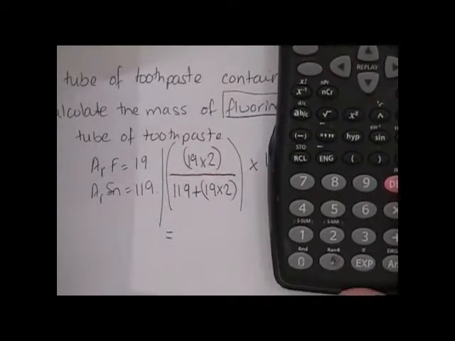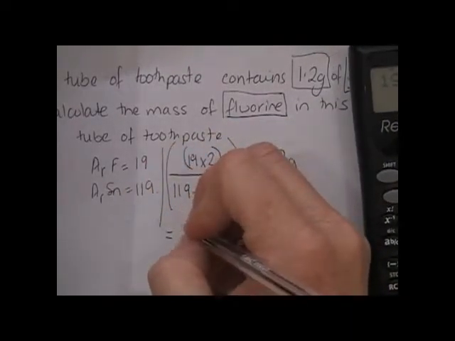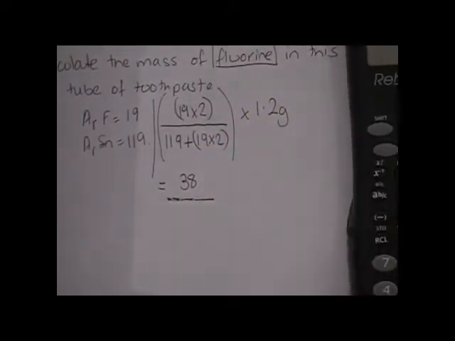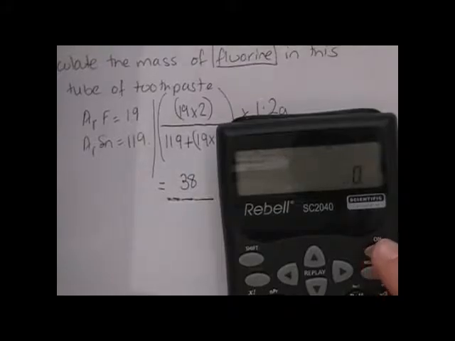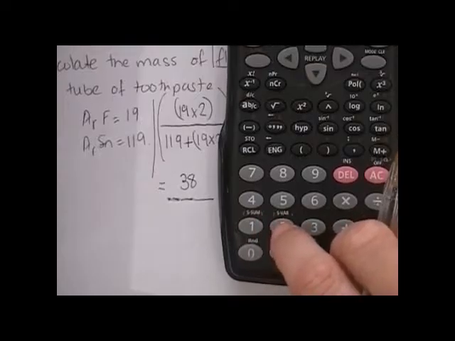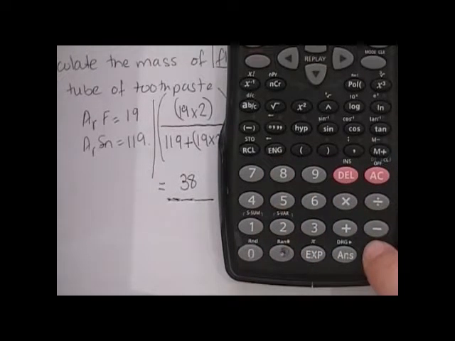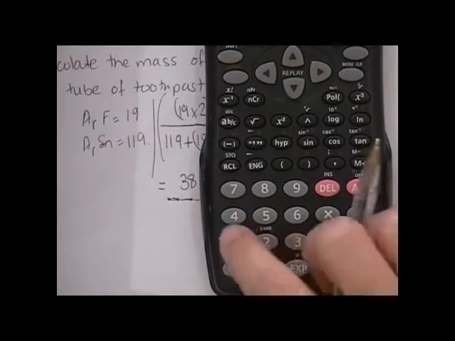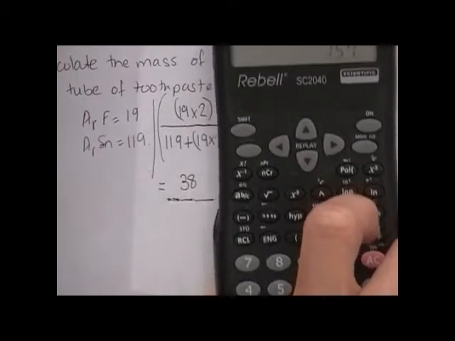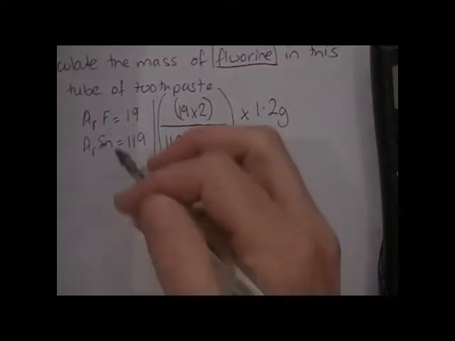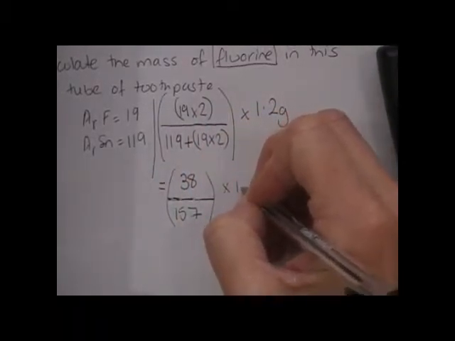I'm going to do that twice, as always, just to make sure I get the same value twice. And whatever I get twice is the value I write down. So that's 38 divided by 119 plus 2 lots of 19. So 119 plus 2 lots of 19, which I know is now 38, and that answer is 157. I'm going to do that again just to make sure that I'm getting the same value twice. This is an internal check that you need for all of your calculations. I've now got that. I put that in brackets and I multiply that by 1.2.